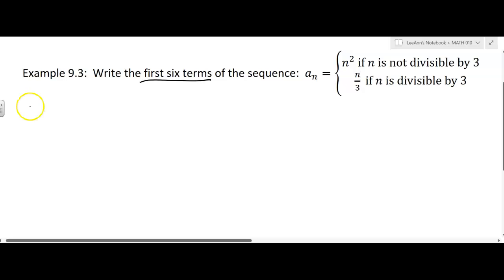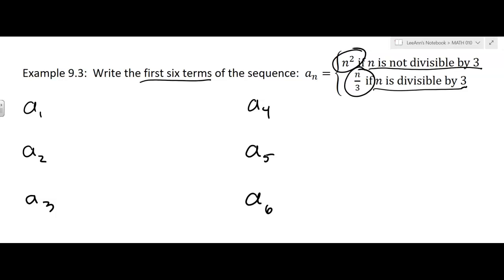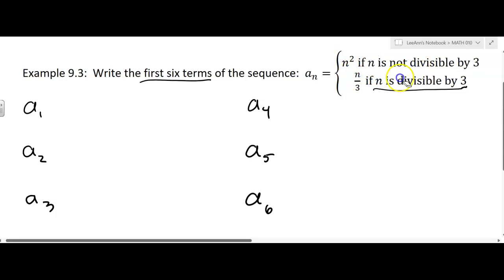Okay, so we're going to need a sub 1, a sub 2, a sub 3, a sub 4, a sub 5, and a sub 6. Okay, now here are the conditions. If n is not divisible by 3, then you're going to use n squared. But if n is divisible by 3, then you're going to use n over 3. So you have to decide, based on what n is, which formula you're going to use. Okay, because there's like 2 of them. All right, so we'll use black to indicate when we're going to use the n squared.